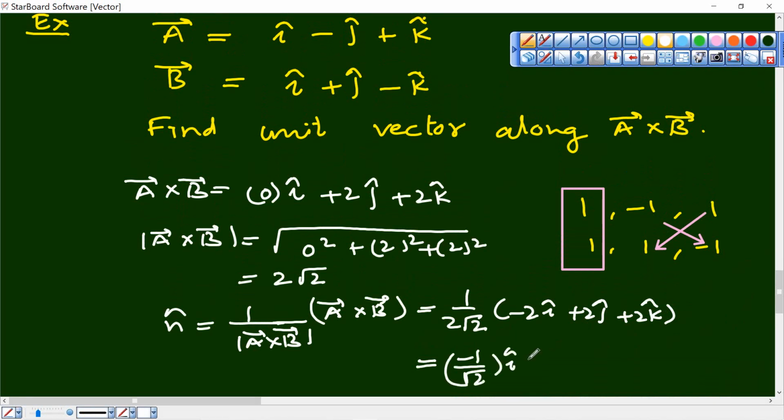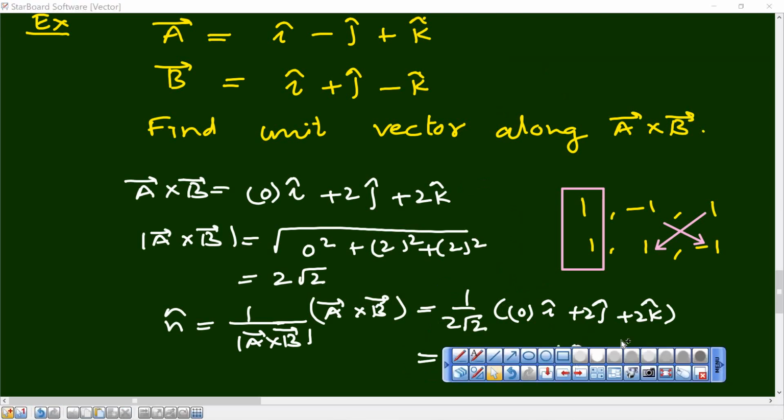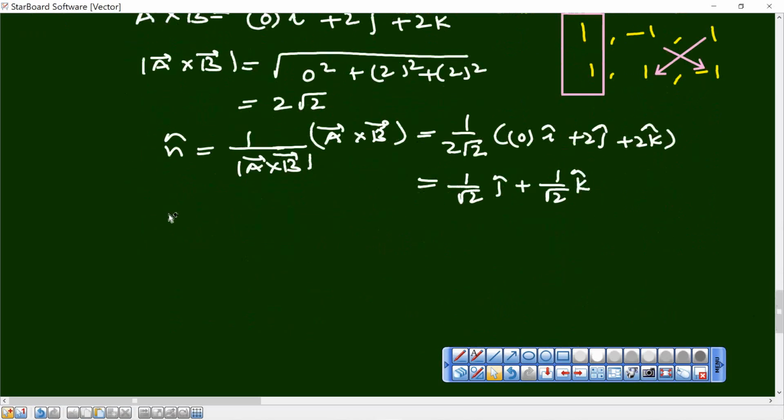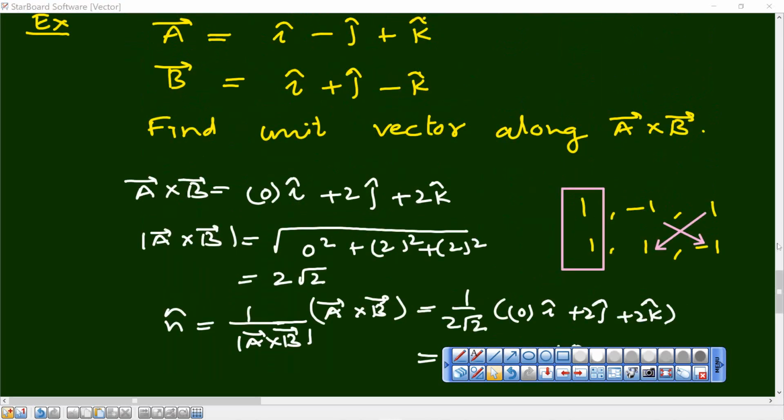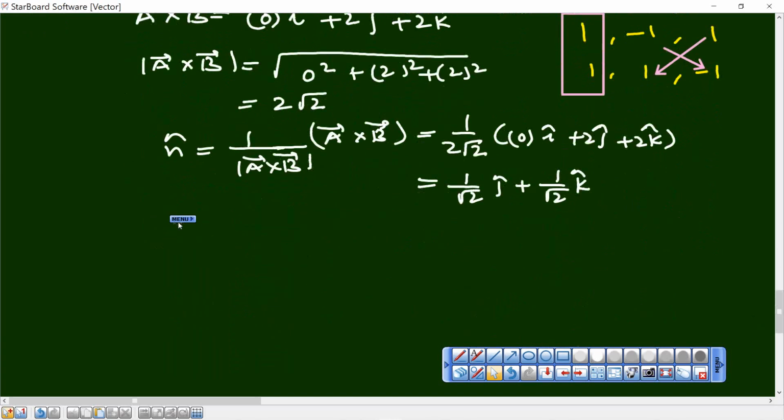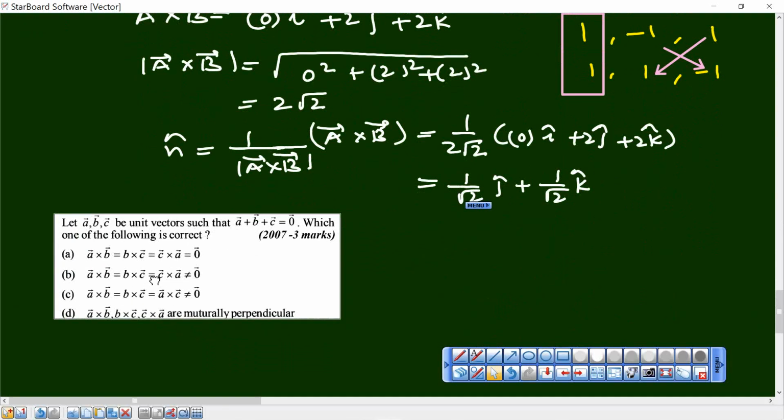Oh, 0. It was 0, na? It was 0. Yes, sir. Right. So the unit vector along this is going to be 1 by root 2 j cap plus 1 by root 2 k cap. Have you all got the point very clearly? Yes, sir. Okay.